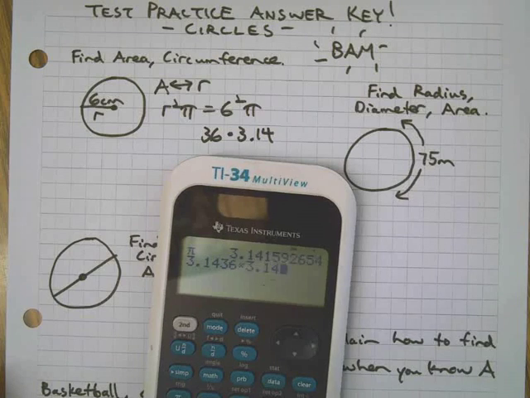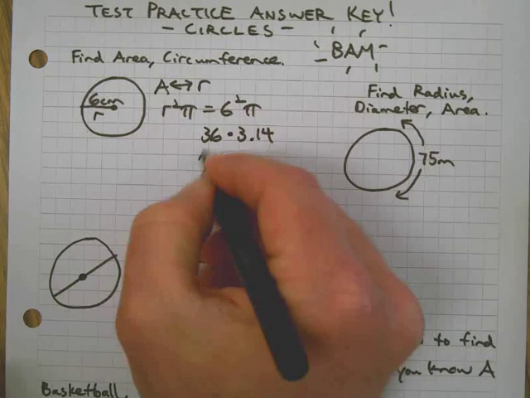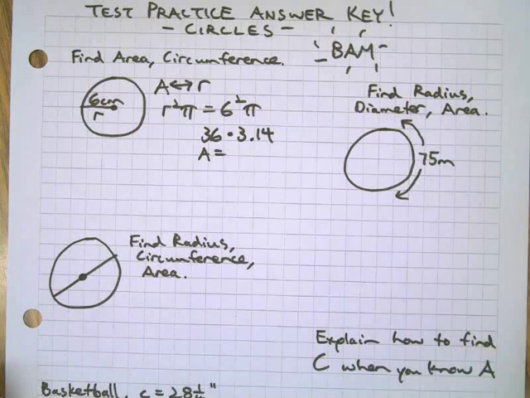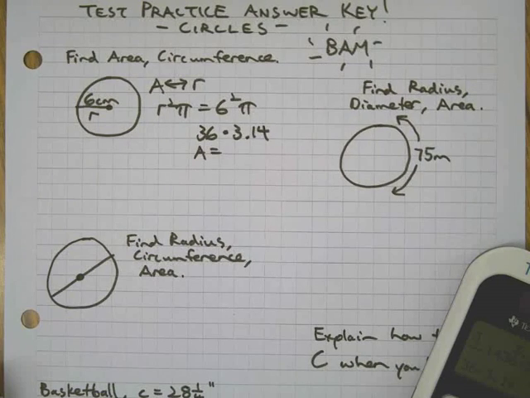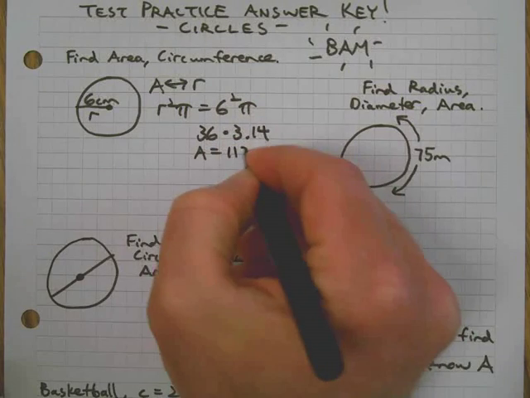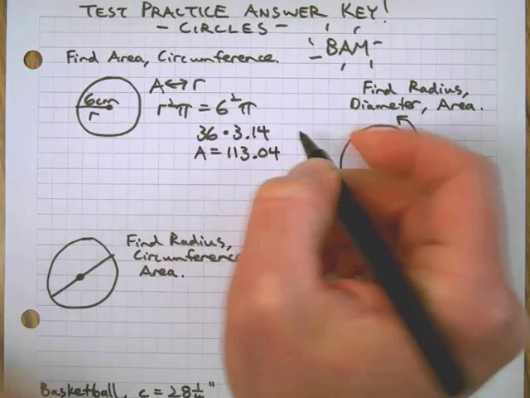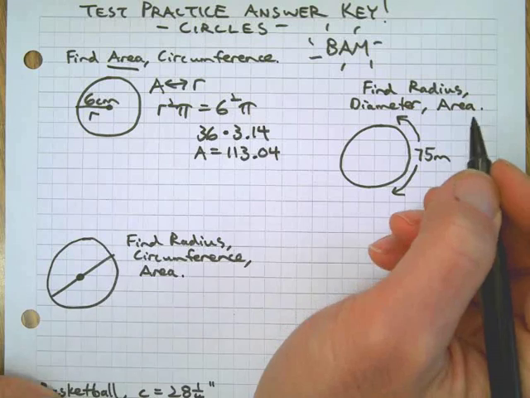36 times 3.14. So our area, I pushed the wrong buttons. There we go. So I got the area done.